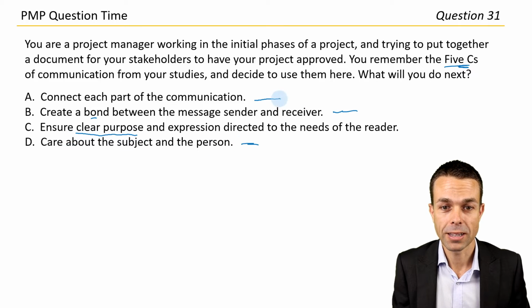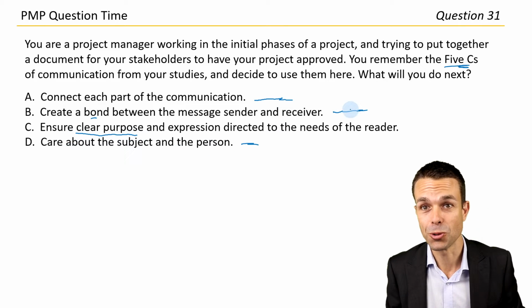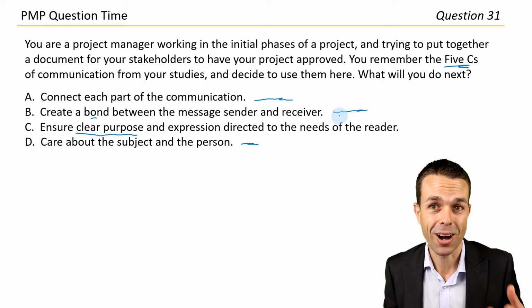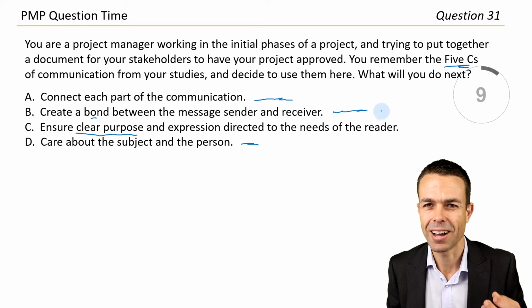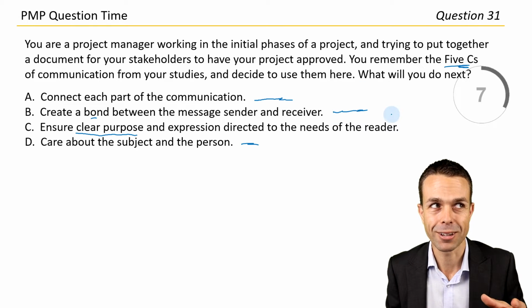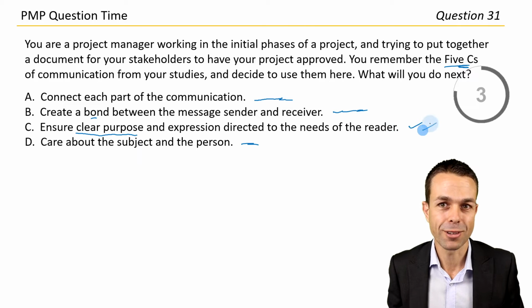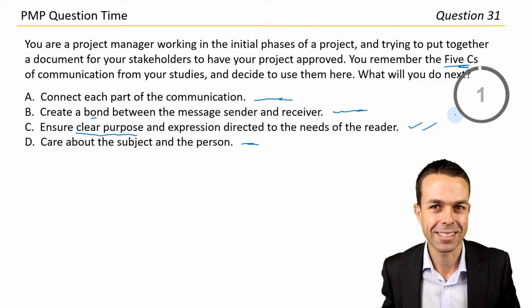While these 3 are pretty good things to do, I don't think they're directly related to the 5 C's. It's like clear, concise, clarity, stuff like that. But it's those sorts of things. And I think this one really fits the bill. So I think we're going to go with answer C here.